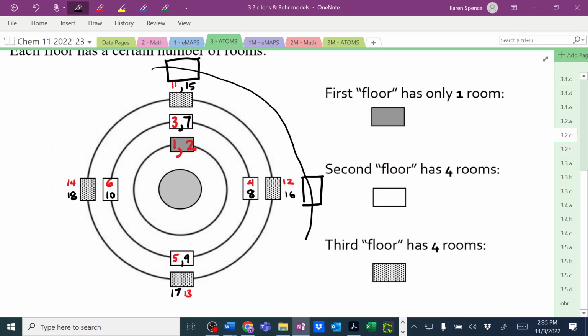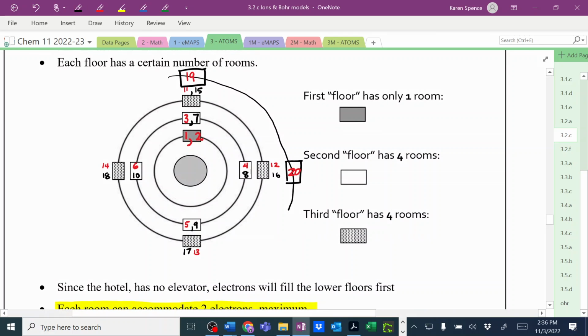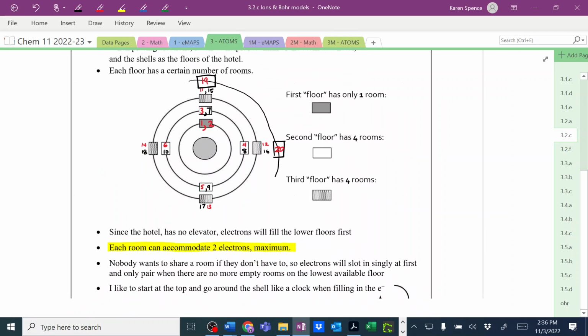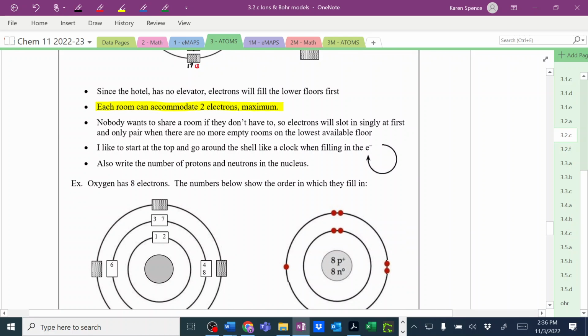No. Okay, so we're going to stick with the fact that if we have a 19th electron, it will go here. And if we have a 20th, it will go here. And then after that, we're just going to pretend that Bohr models don't exist anymore, okay? The rest of the hotel, I don't know. There was an earthquake, fell down. It's on the ground now. I don't know. Anyway. Okay, let's just not go there. So let's just leave that alone. Okay. So that is how you fill in a Bohr model.